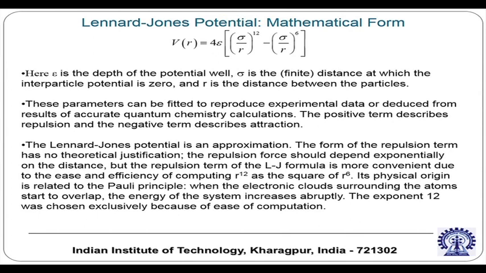The Lennard-Jones potential is an approximation. The form of the repulsion term has no theoretical justification. The repulsion force should depend exponentially on the distance, but the repulsion term of the Lennard-Jones formula is more convenient due to the ease and efficiency of computing r to the power 12 as the square of r to the power 6. This is just the basis. It might appear very funny and unscientific, but actually it works.